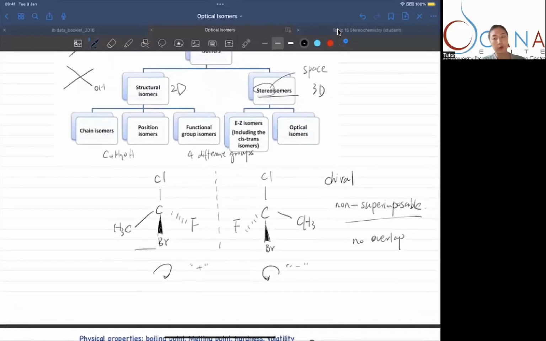So another question about optical isomers is why they are named optical. What does it have to do with optics? Because whenever we talk about optics, it should be something to do with light. What does the isomer have to do with light then? Then we need to have a look at a very important physical property of the optical isomers.